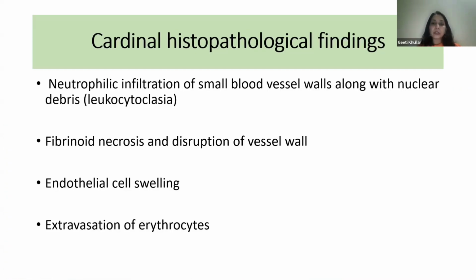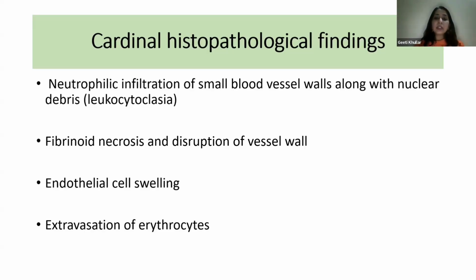There will be neutrophilic infiltration of the vessel walls with nuclear debris or dust, which is called leukocytoclasia. Then there can be fibrinoid necrosis and disruption of the vessel wall. There can be endothelial cell swelling and extravasated erythrocytes. Now, these are the four cardinal features in histopathology of a small vessel vasculitis.